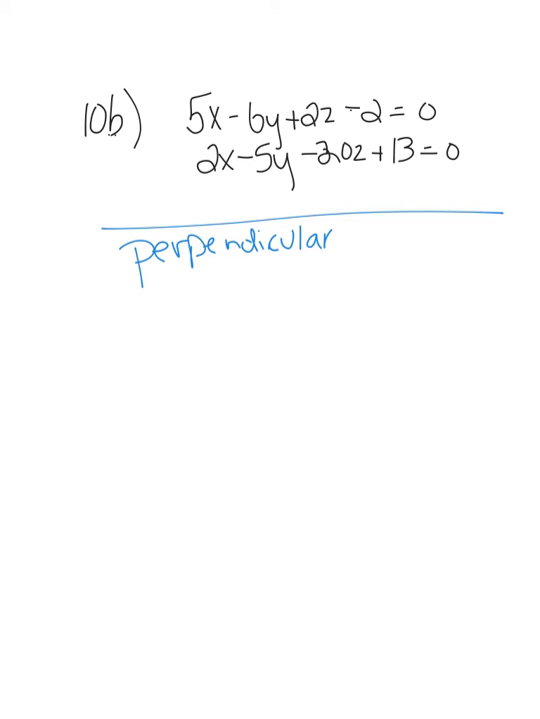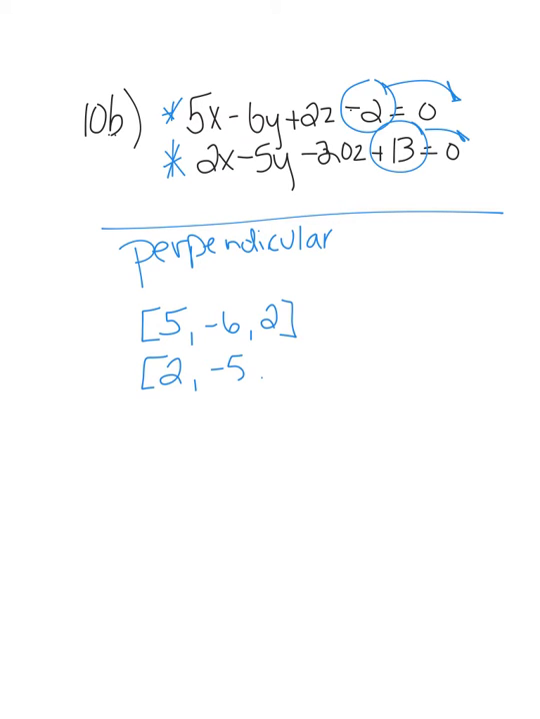So when I take a look at this first equation right here, I get the normal vector 5, -6, 2. The way that you can think about this is this can be rewritten to go on this side. It's not a big deal, or you can just take a look at your x, your y, your z components. And when I take a look at the second equation right here, I get a normal of 2, -5, -20.